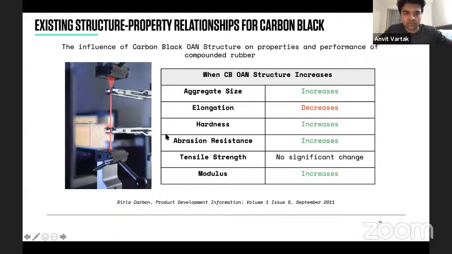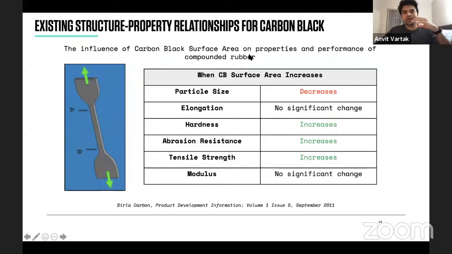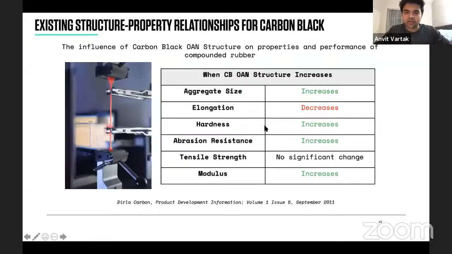Hardness increases of your sample, abrasion resistance increases, but you see no change in tensile strength. So now you know, when you're making samples, if your tensile strength is seeing no significant change and you want to increase it, you can try to tune your chemical reaction in such a way that you increase the surface area. But it's going to show you no change if you change that structure, that number of links of the particles that we have.